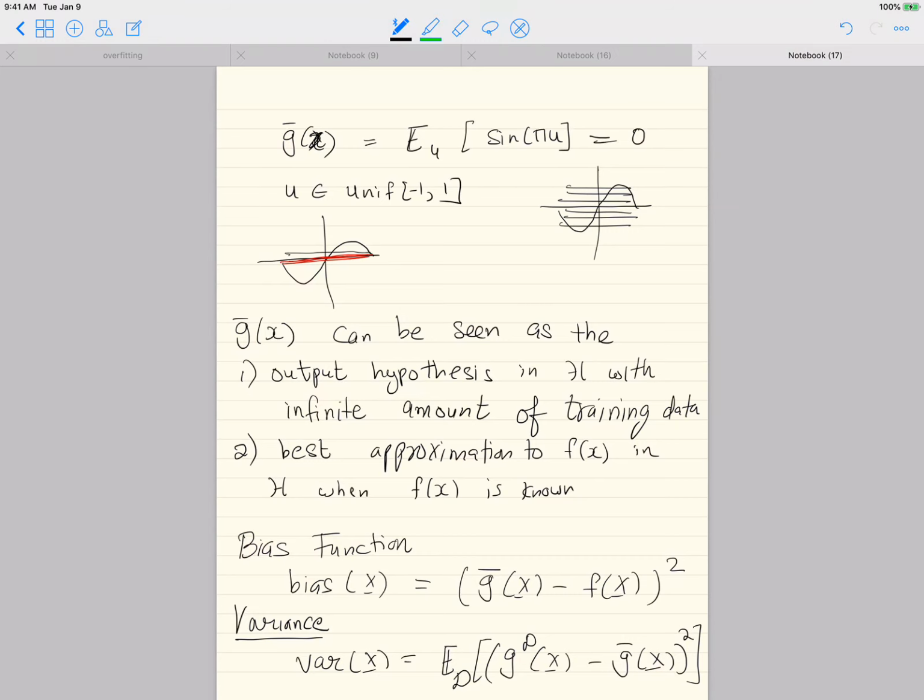This is our g bar. This will be g bar. And it tells you how the spread is for each individual D. So what is the overall spread between the different individual outputs and the mean value? It's basically the definition of variance. But the main thing is you fix it for each x. So you pick one value of x, say x is here, and you see how much the spread is, right?